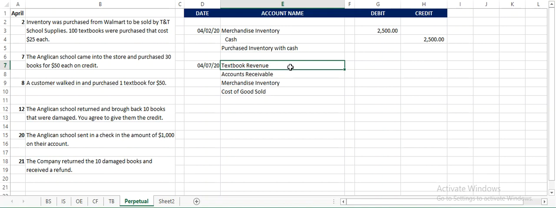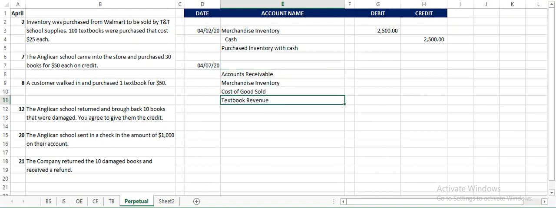Textbook revenue: we have our first sale for the month, so that means we have to increase the value of sales, the value of revenue we have. So that's going to be increased. It's a revenue account, so we're actually going to increase it with a credit. So this is one of those accounts that needs to be at the bottom and indented. Accounts receivable: the Anglican school now owes us for these books they got on credit, so we have to increase the balance in their account. That's an asset account, so to increase is a debit. Fine, so we can leave that there.